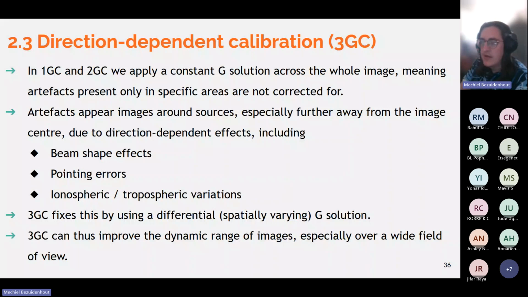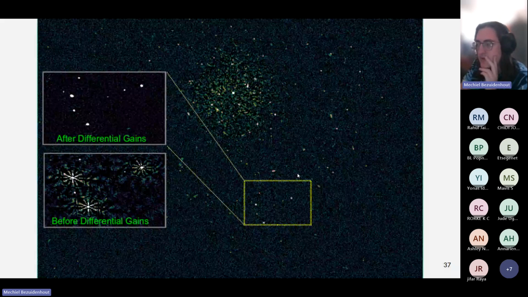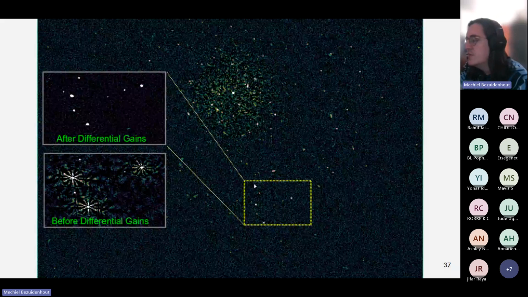If you don't do any differential gains, on the bottom, sorry, the inset on the bottom, you see these artifact patterns around the point sources far away from the center of the image. But when you do apply these differential gains, the point sources get resolved much more satisfyingly.